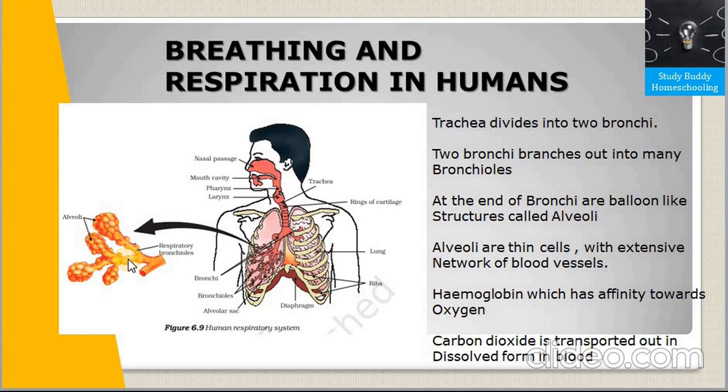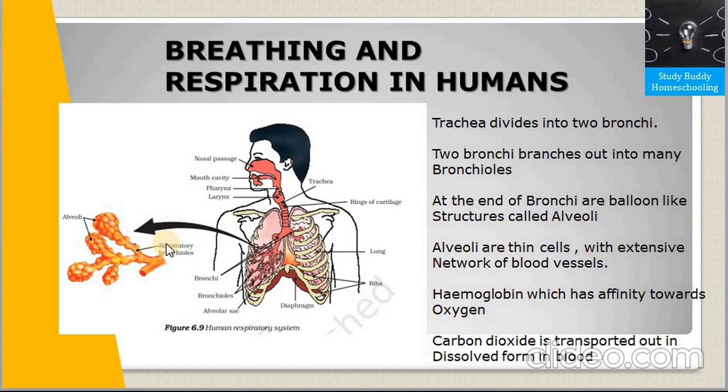Our bodies are large. So what happens is, our blood contains a pigment called hemoglobin. Hem means iron, globin is a protein. This hemoglobin has a greater affinity towards oxygen. So this hemoglobin in the blood attracts oxygen, and that's how oxygen is transported through the blood.